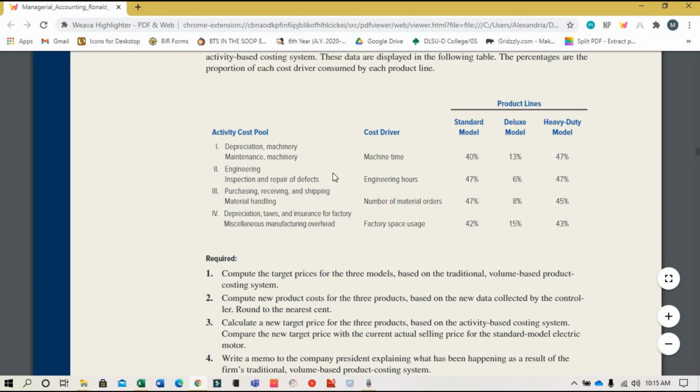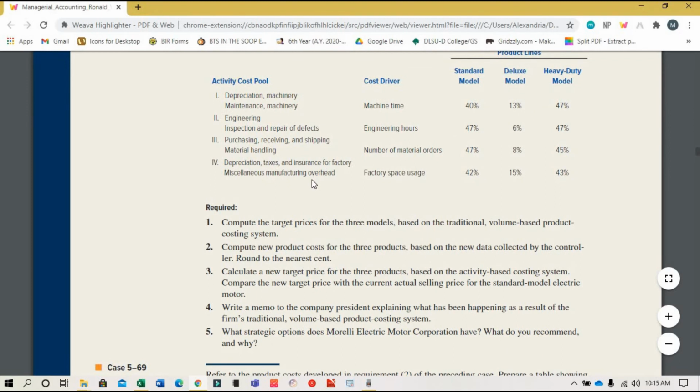So we are required to solve the following questions. For number 1, compute the target prices for the 3 models based on the traditional volume-based product costing system. Number 2, compute new product costs for 3 products based on the new data collected by the controller, round to the nearest cent. Number 3, calculate a new target price for the 3 products based on the activity-based costing system. Compare the new target price with the current actual selling price for the standard model electric motor.